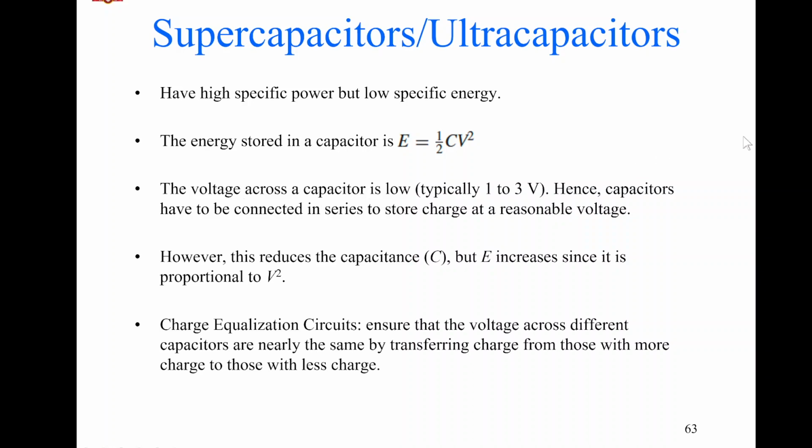Right, the voltage across capacitor is low. Hence, capacitors have to be connected in series to store charge at a reasonable voltage. However, this reduces the capacitance but increases the energy storage capacity, which is proportional to V square. And there are charge equalization circuits that ensure that the voltage across different capacitors are nearly the same by transferring charge from those with more charge to those which are having less charge.